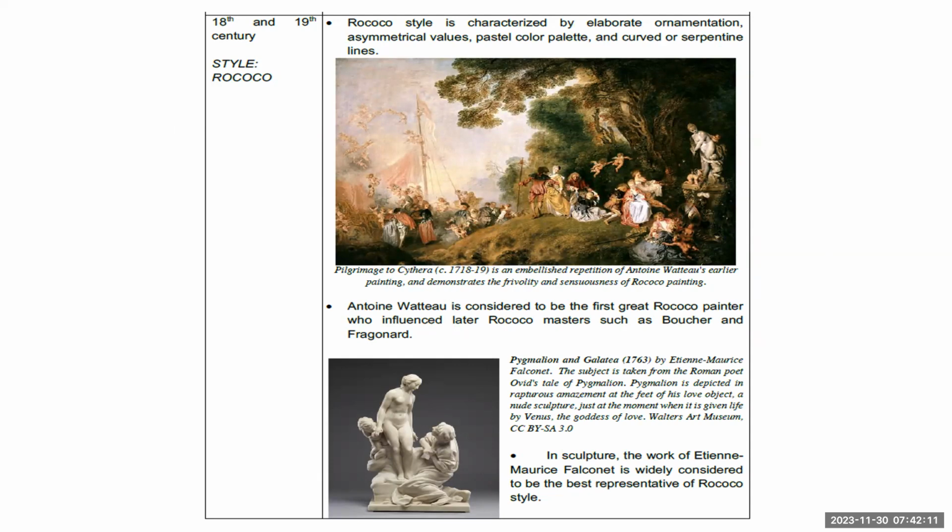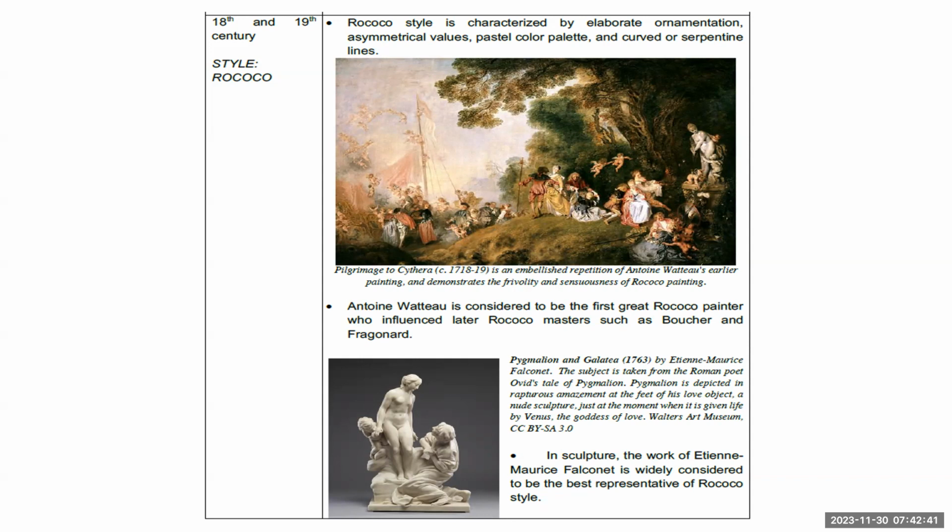The Rococo style is characterized by elaborate ornamentation, asymmetrical values, and pastel color palette, as well as curved or serpentine lines. So as you can see in the image here on top, there are a lot of elements found. Asymmetrical value, pastel color palette, right? You can see the colors are pastel, the lines are curved or serpentine, you will not see any straight line. So those elements are found there.